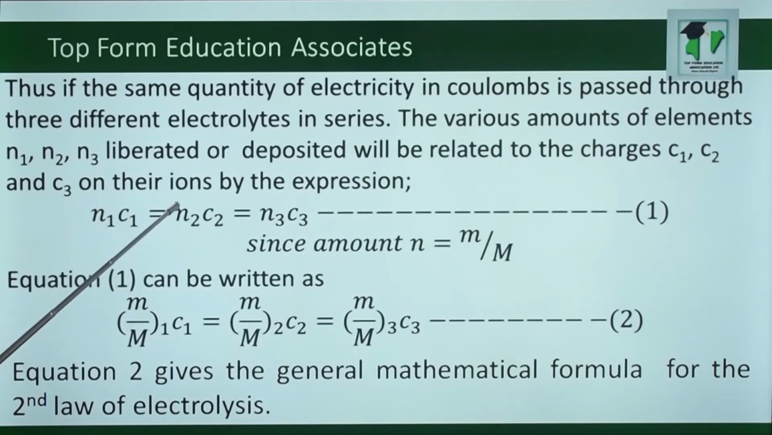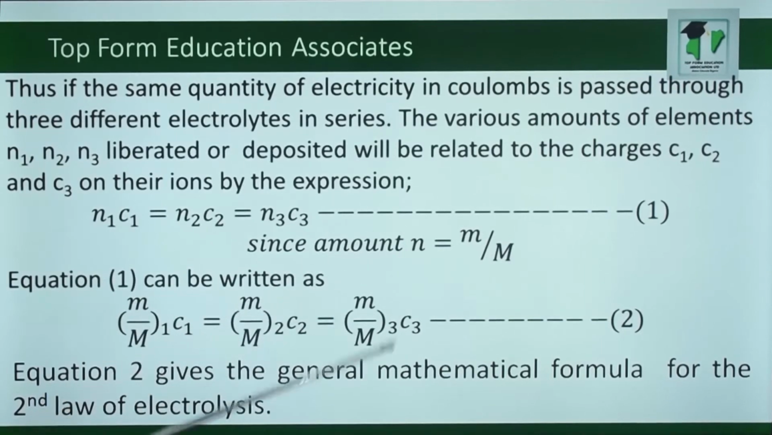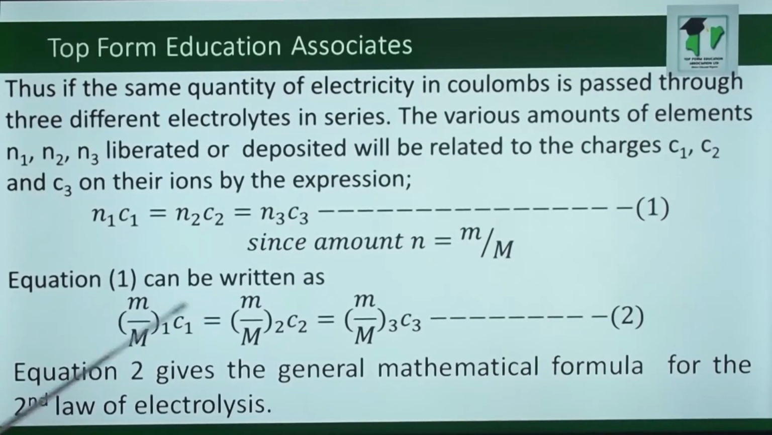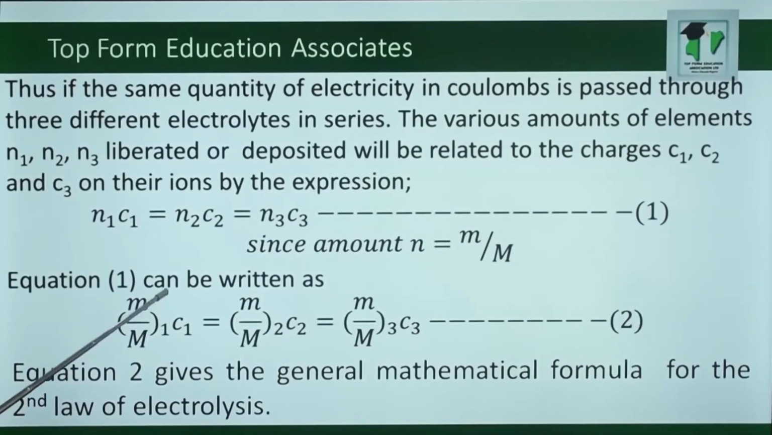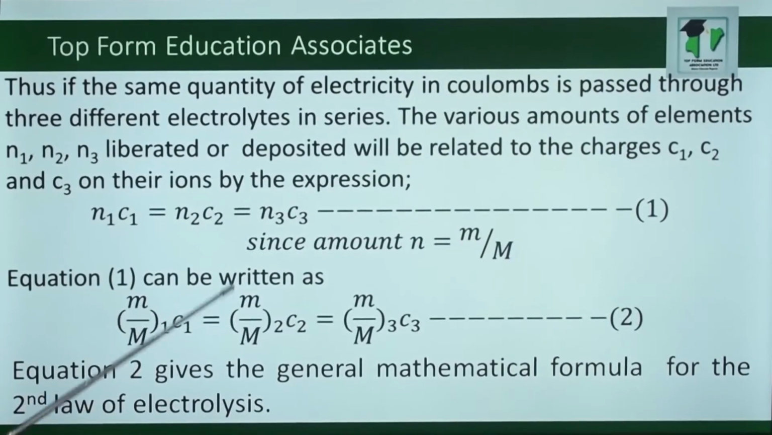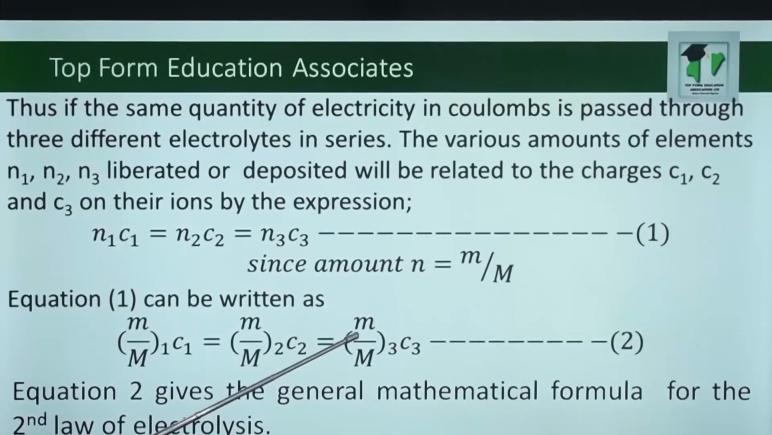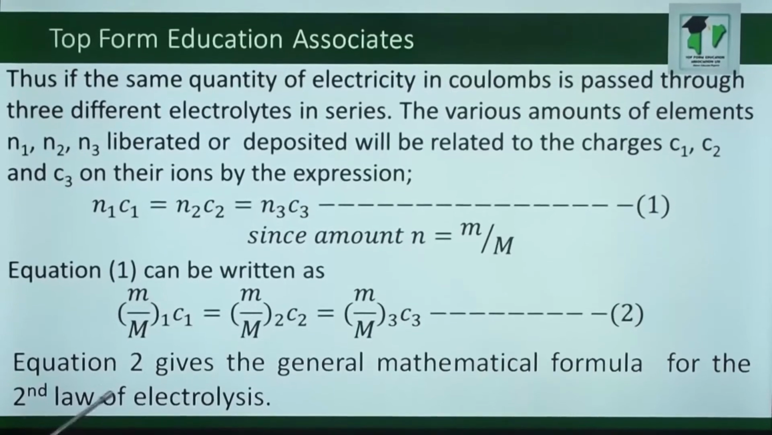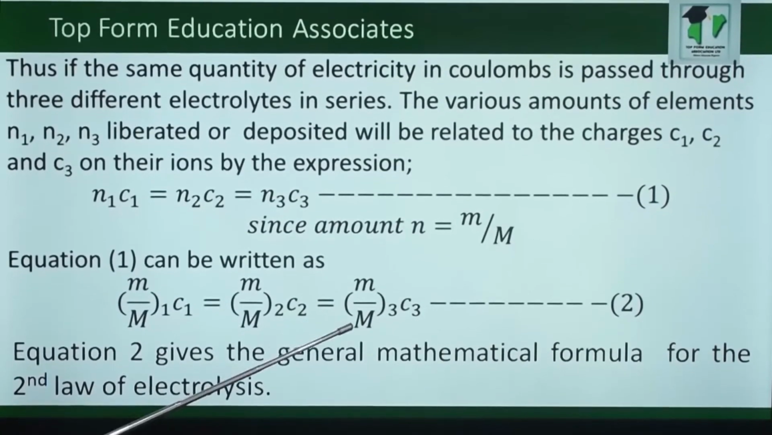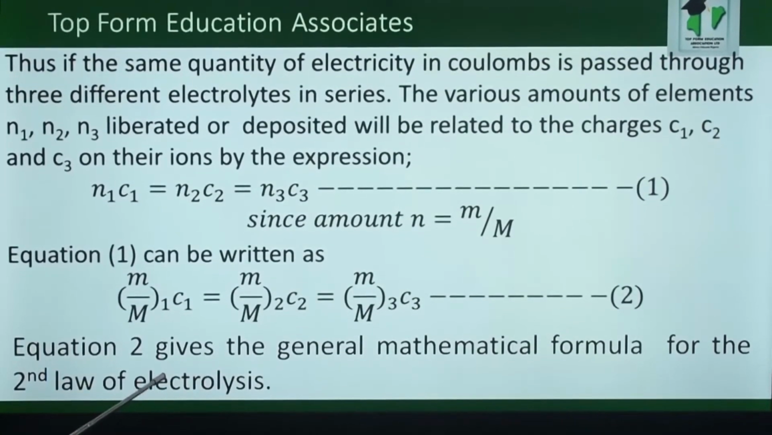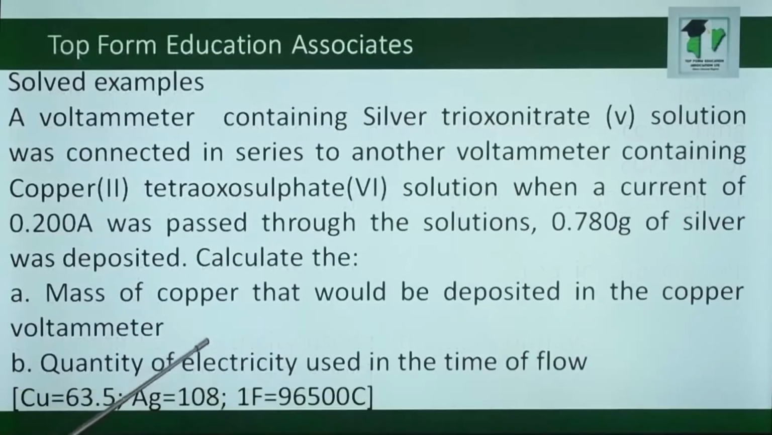N1C1 is equal to N2C2 is equal to N3C3. Equation 1. And since amount N is equal to m over M, equation 1 can be rewritten as m over M1 C1 is equal to m over M2 C2 is equal to m over M3 C3. That is equation 2. Equation 2 gives the general mathematical formula for the second law of electrolysis.